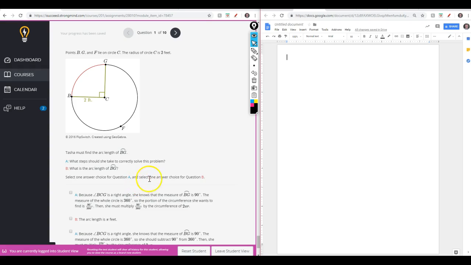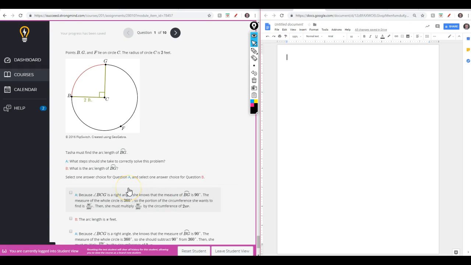Select one answer choice for question A and select one answer choice for question B. Because angle BCG is a right angle, she knows that the measure of arc BG is 90 degrees. The measure of the whole circle is 360 degrees, so the portion of the circumference she wants to find is 90 degrees out of 360 degrees. Then she must multiply 90 out of 360 degrees by the circumference of 2 pi r.